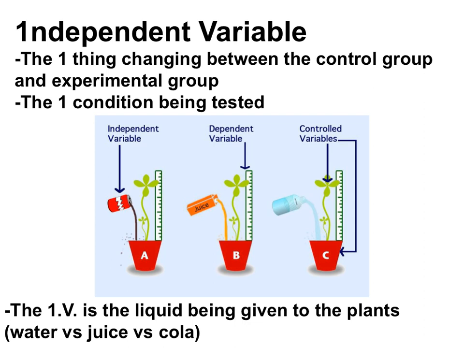Well, let's look at this example to make it more clear. You can see that setup A, B, and C all have plants in pots. The scientist is trying to determine what liquid can make the plants grow the tallest. In this experiment, the one condition changing between setup A, B, and C is the liquid given to the plants. That makes the independent variable for this example experiment the water versus the juice versus the cola.